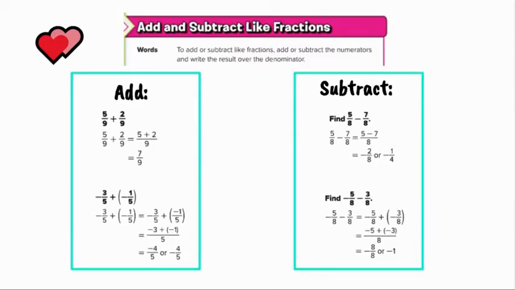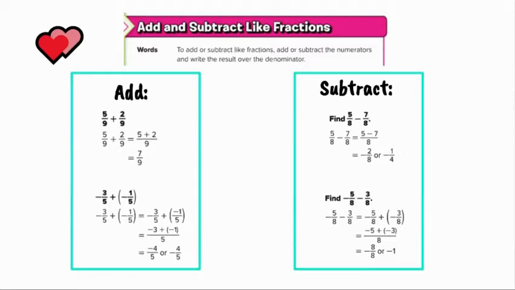If we take a look at the next adding example, -3/5 plus -1/5. Once again, we are going to add the numerators together. So -3 plus -1 equals -4. Put that over the same denominator, so that'll stay 5. And your answer is -4/5.